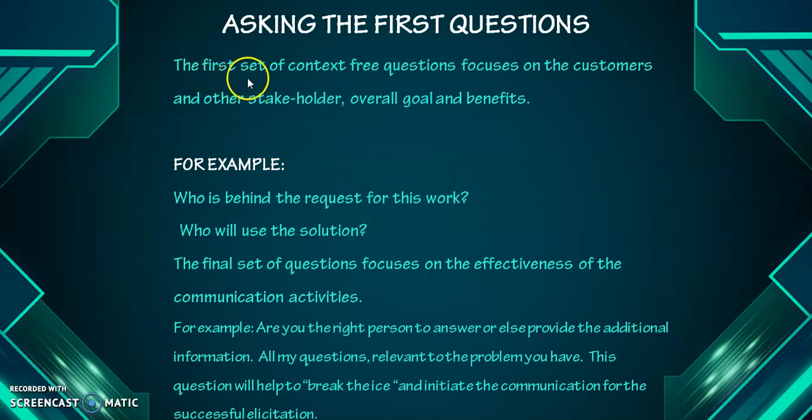The next step in initiating the requirement process is asking the first set of questions. The first set of context-free questions focuses on the customers and other stakeholders, and the overall goals and benefits. For example, who is making the request for this work, and who will use the solution. The final set of questions focuses on the effectiveness of the communication activities during the requirement phase. For example, are you the right person to answer, or to provide additional information? Are my questions relevant to the problem you have? These questions will help to break the ice and initiate the communication for successful elicitation.